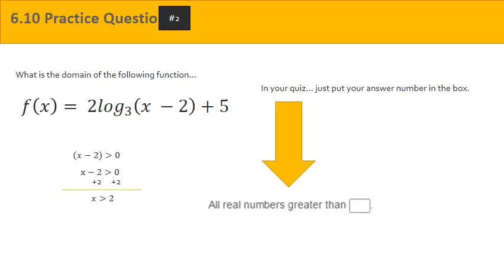All right, on question number 2, what is the domain of the following function? In the domain, take this x minus 2, set it greater than 0 and solve. In this case, you get all x's greater than 2. So on your quiz, very, very important, just put the number in the box. It's going to ask you all numbers greater than blank. You just put the number 2. Do not put x is greater than 2. Just put the number of whatever you get in the box. Okay?